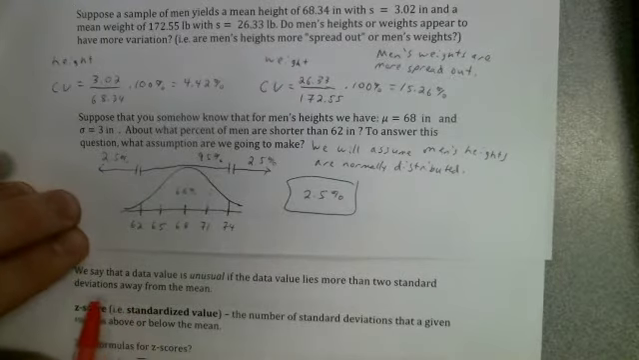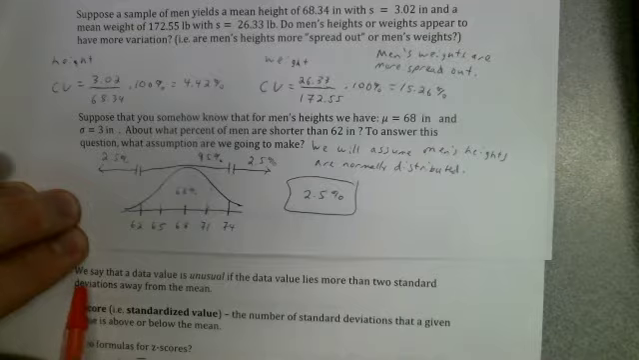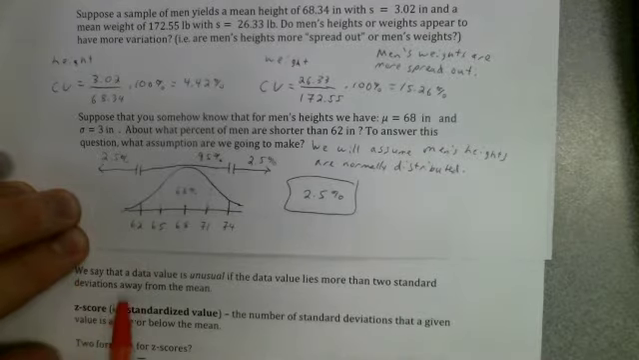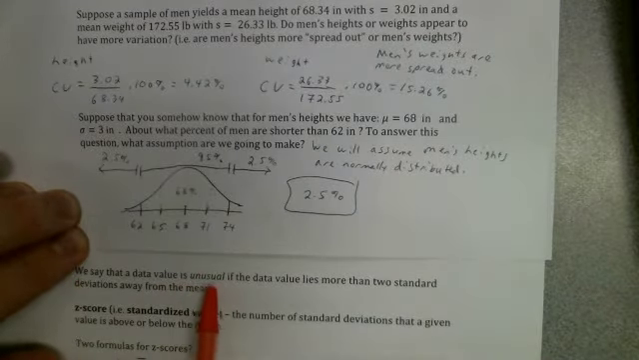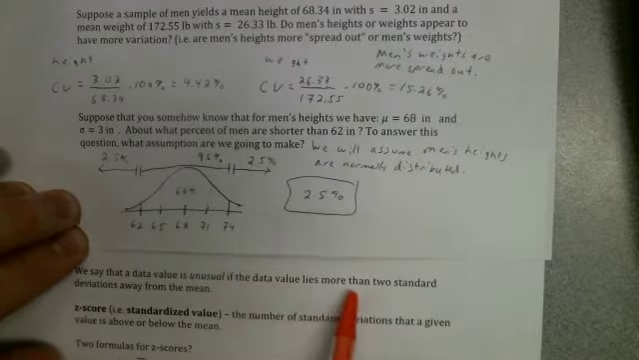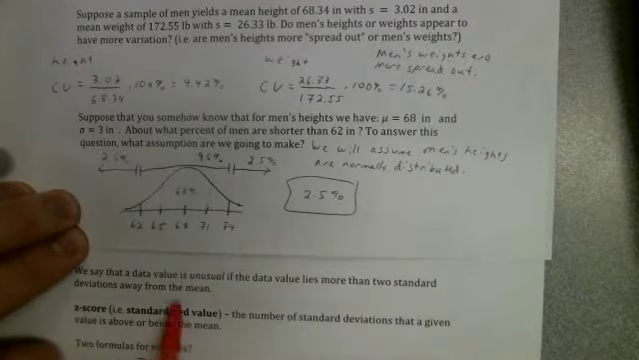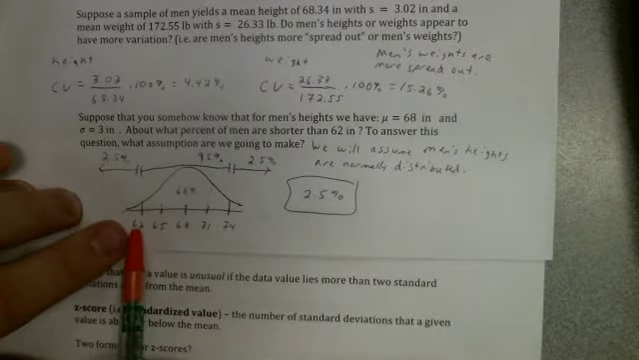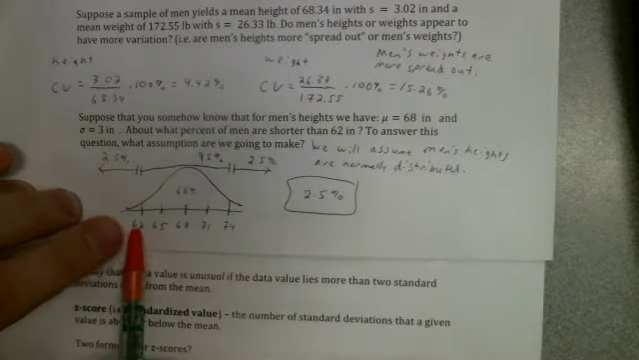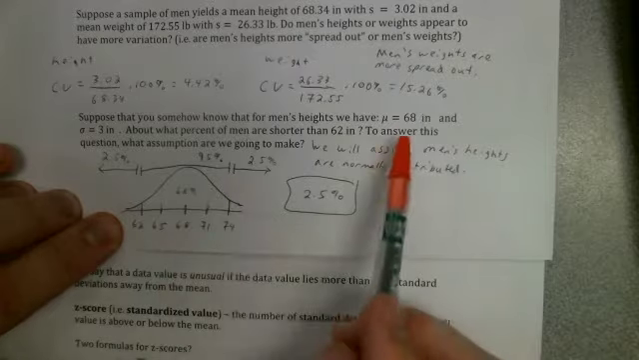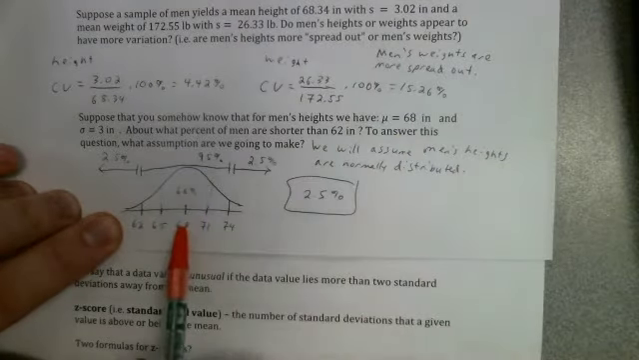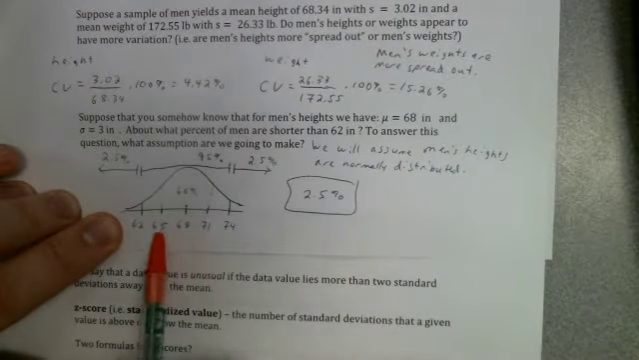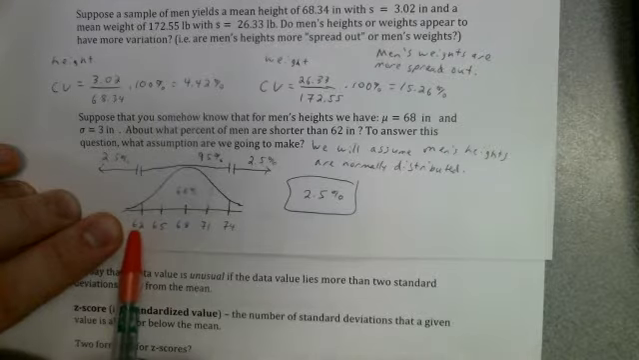Well, this gives us some criteria for describing whether something's unusual. We say that a data value is unusual if the data value lies more than 2 standard deviations away from the mean. So like 62 inches. If the standard deviation back here was 3 inches, so if you move over 3 inches twice, you get 62 inches.